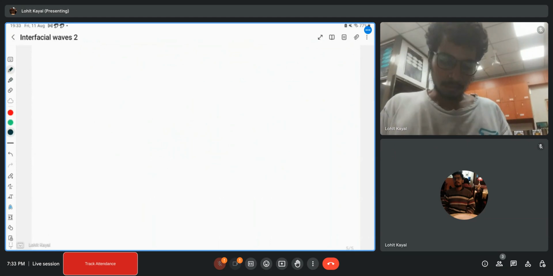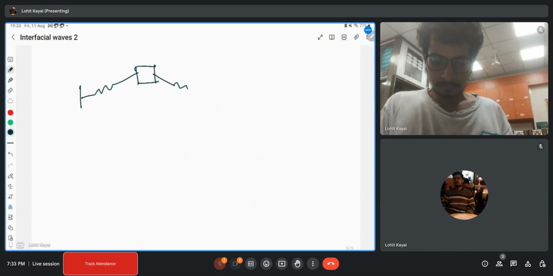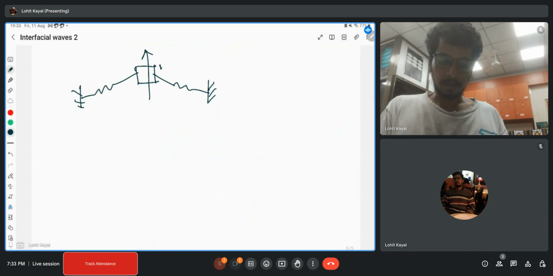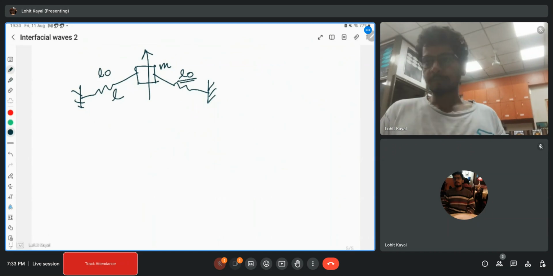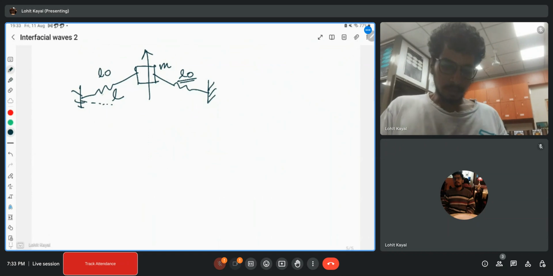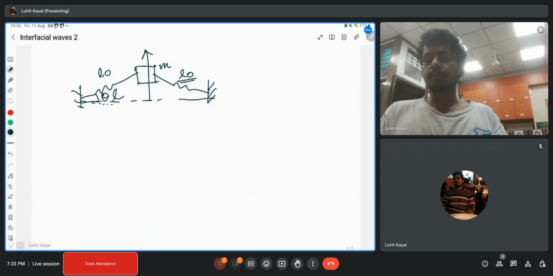Right. So suppose you are pulling a spring like this. Here it is a mass. So the rest length of the spring is L naught, and also here is L naught. Okay, and after stretching, its length becomes L. Now this angle makes an angle theta with the horizontal axis.